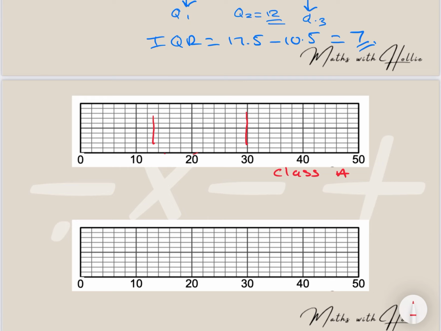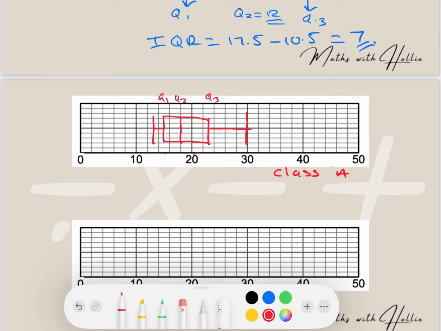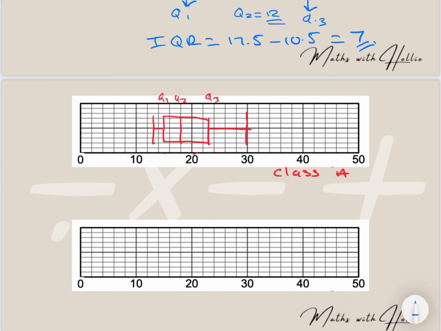Then I'm going to put my quartiles in. So I have got 15 as quartile 1. I'm going to put 18 in because that is my median. And then I'm going to put 23 in because that is my quartile 3. And what you do is you join the quartiles up. So quartile 1, quartile 2, and quartile 3. And then you just join the ends up with a straight line. And that is our box plot for class A.